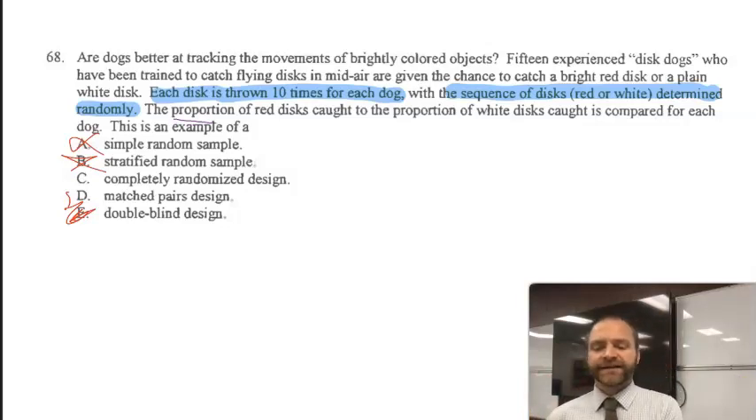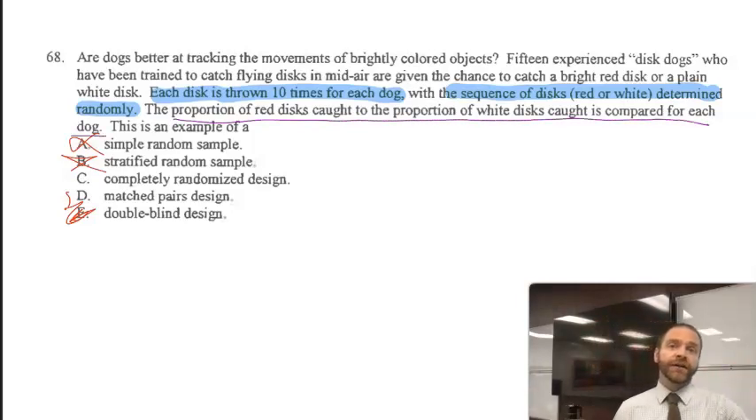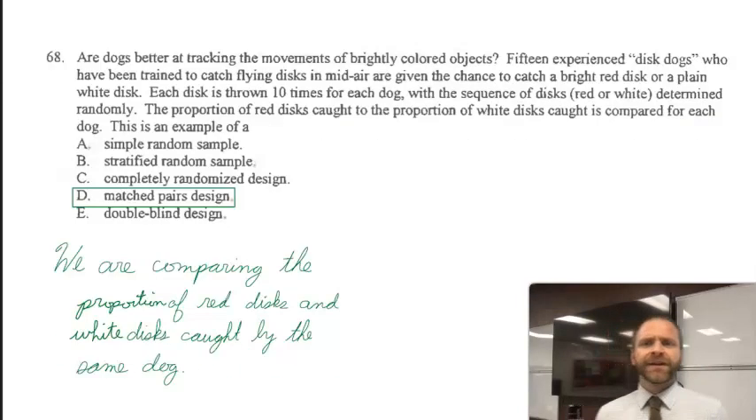The proportion of red discs caught is going to be compared to the proportion of white discs caught for each dog. Now, what does that mean? Dog number one is going to decide randomly whether it's the red or the white that gets thrown first, and they're going to see how many bright red discs it catches and how many plain white discs it catches, and we're going to compare the proportions for that dog. Then we're going to do the same thing for dog two. This sounds like matched pairs. We're comparing the proportion of red discs and white discs caught by the same dog. That is a matched pairs design.